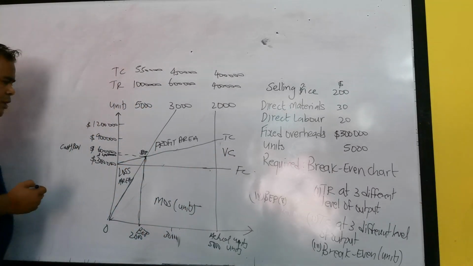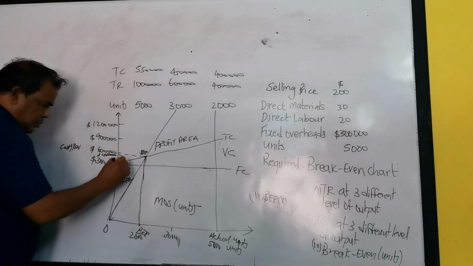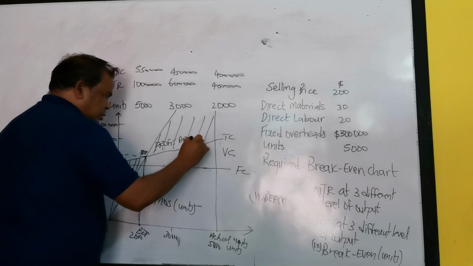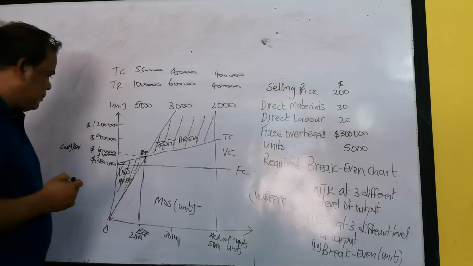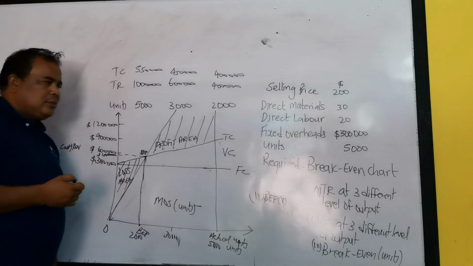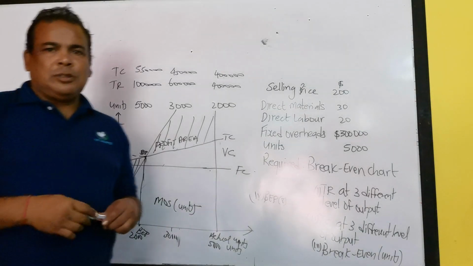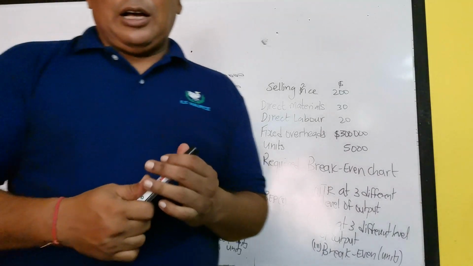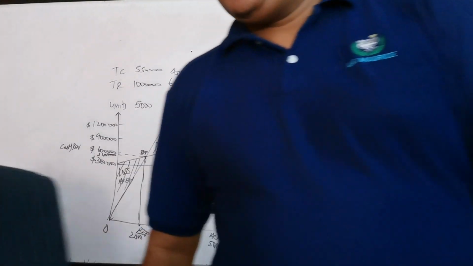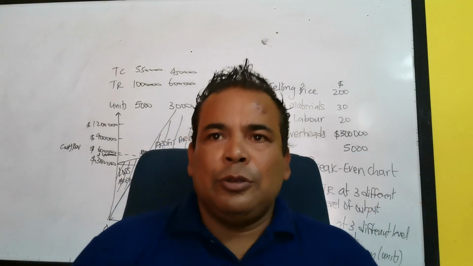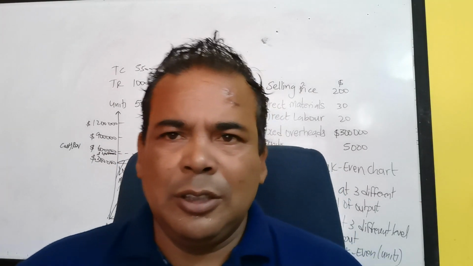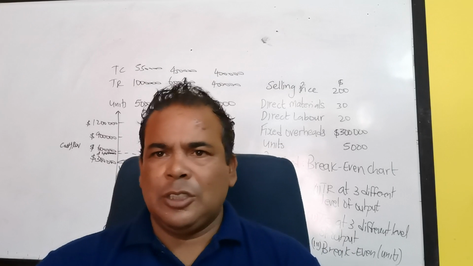Okay, so here we are concerned with how to do a break-even chart. We can do it accurately by using graph paper. We have tried so far to reflect it on the whiteboard, but using graph paper you will get the points accurately, because it is a bit difficult to do it accurately on the whiteboard.